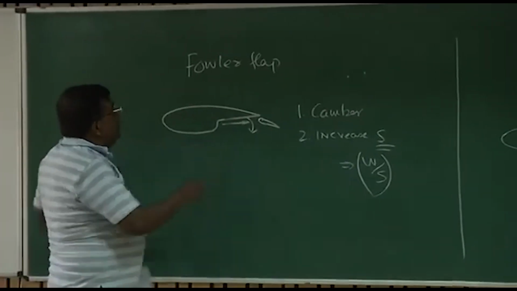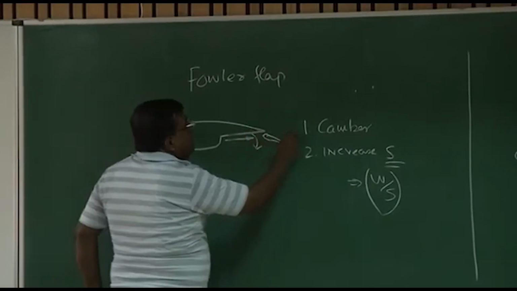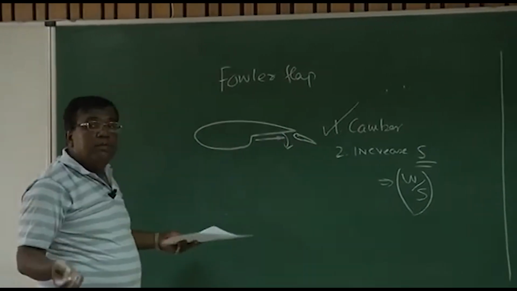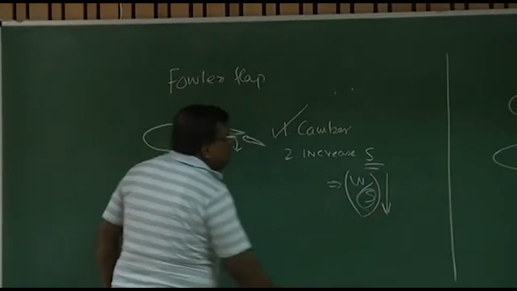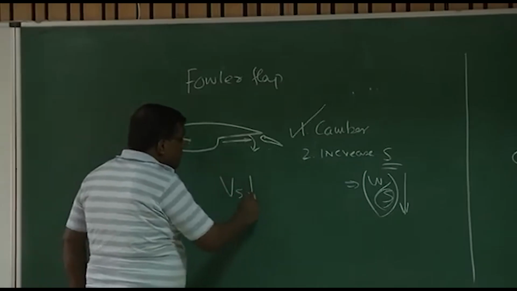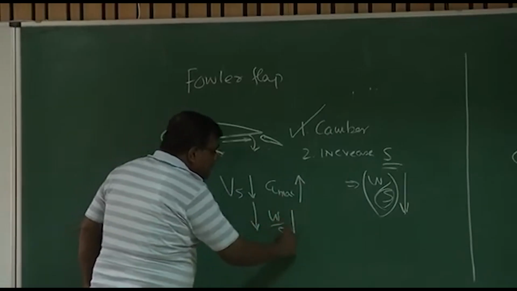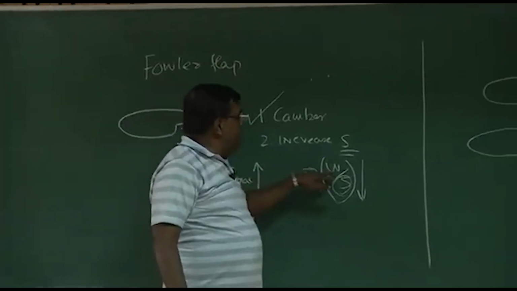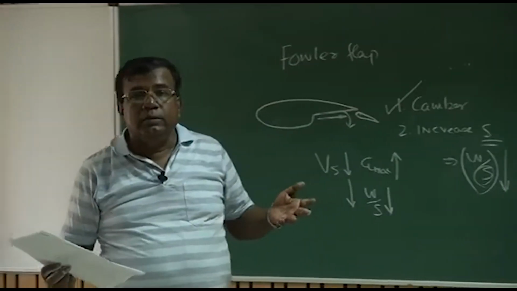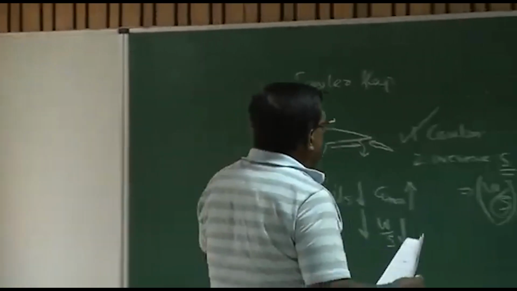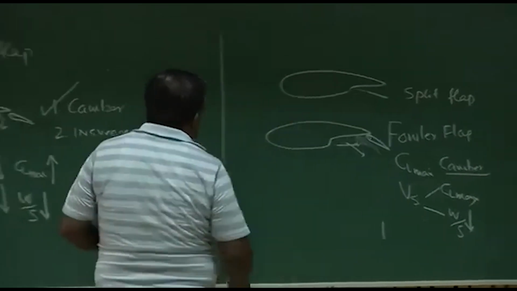Please understand, with this Fowler flap, there are two motions, one going like this and then rotation. By rotation, it has increased the camber, so it has helped CLmax. By going backward, it has increased the area, so wing loading has gone down. And you know that Vstall goes down if CLmax increases, and it also goes down if W by S decreases, right? So by increasing the area, W by S has gone down, so it has also helped in decreasing Vstall. What a wonderful design. Simple, elegant, right? But you should also appreciate this idea and this idea have to complement each other, okay? And that is the Fowler flap.